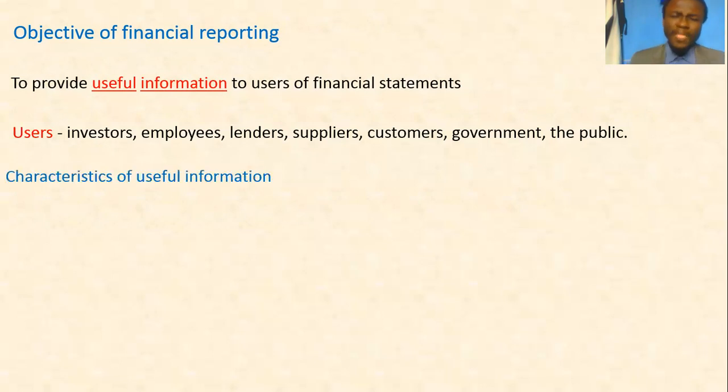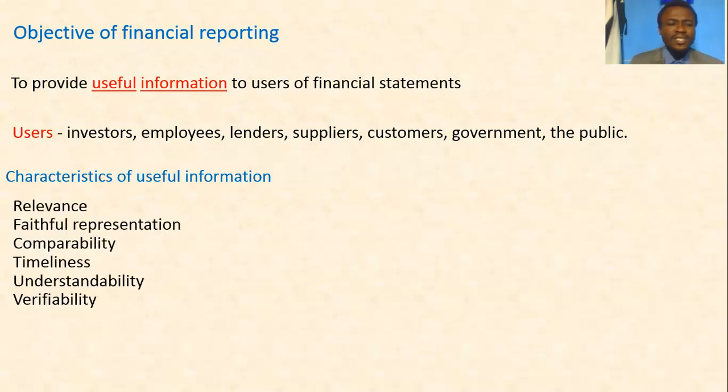Very good. Now let's look at the characteristics of useful information. Useful information must contain these characteristics. First, it must be what? Relevant. It must be relevant in decision making. When we say relevant, it means that it should be able to affect the user's decision. So if you have information that cannot affect the decision of the user, then it becomes irrelevant.